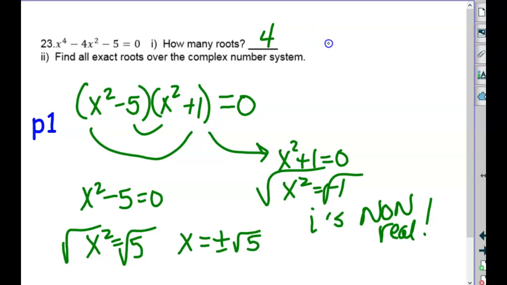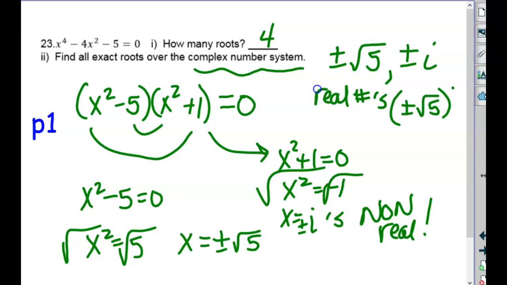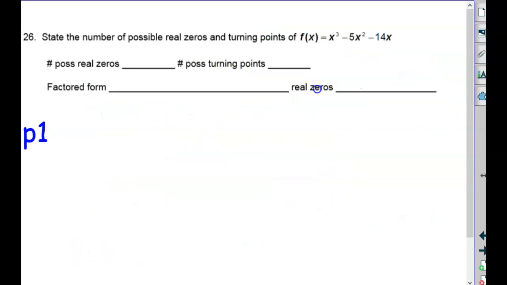So it says find all exact. Well, all right, this would be x equals plus or minus i. So if you were talking complex number system, you'd have plus or minus square root of 5 and plus or minus i. If it said real numbers, it would only be plus or minus square root of 5. I can't remember what it is on the quiz. I'm pretty sure it's just real.